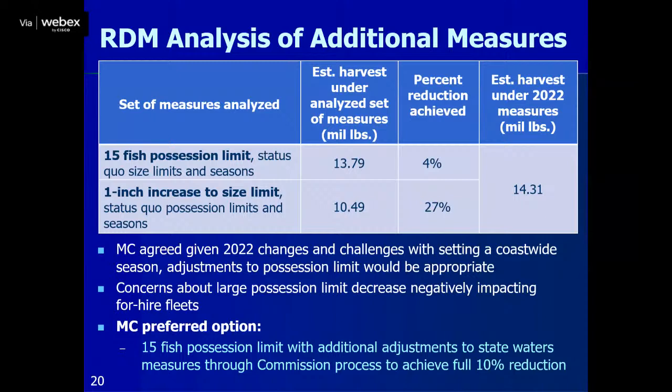And they agreed any changes coastwide would be challenging and could disproportionately impact some states. Some monitoring committee members did voice concern about a large decrease in the possession limit and how it may negatively impact the for-hire fleets. But given all this, the monitoring committee showed preference towards the 10% reduction scenario with the 15 fish possession limit and additional adjustments being made to state measures through the commission's process to achieve that full 10%.